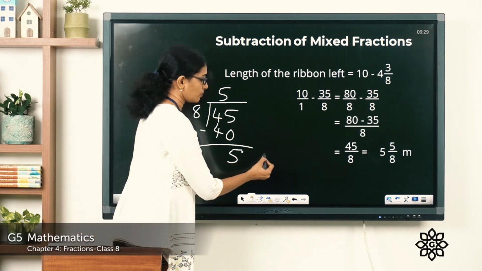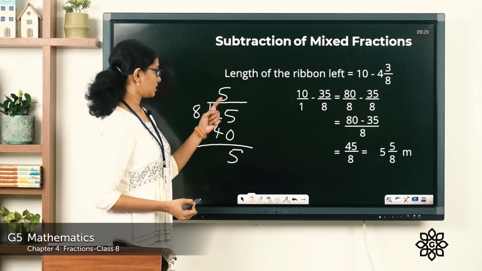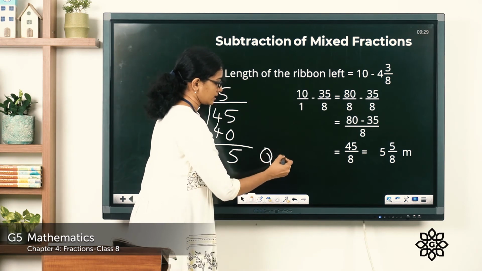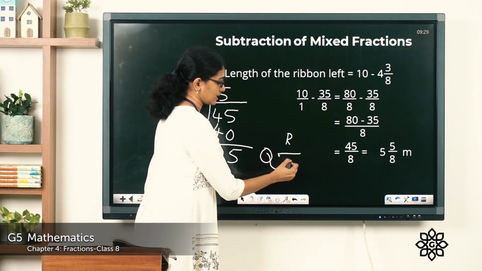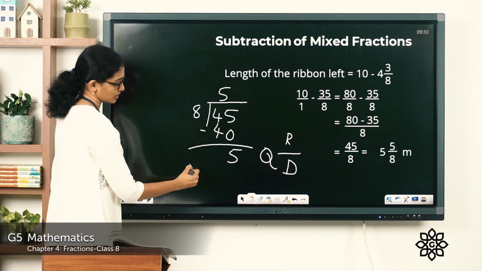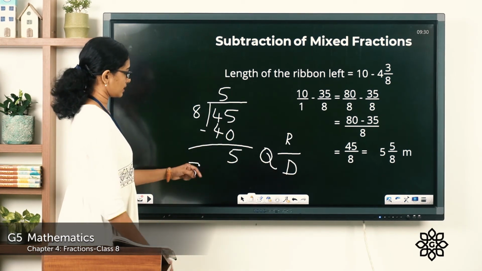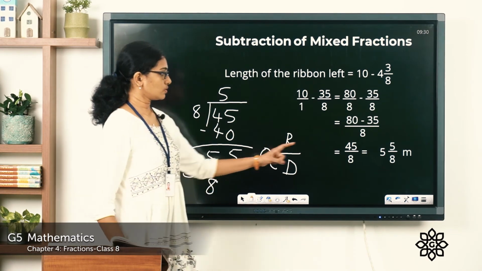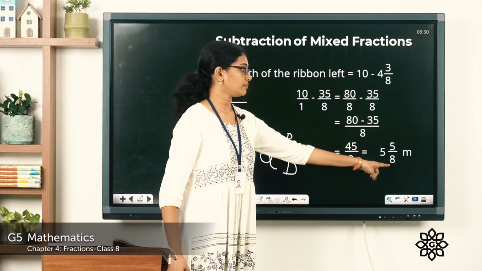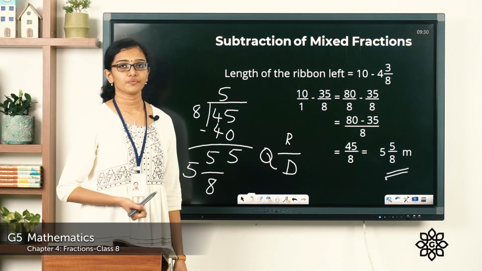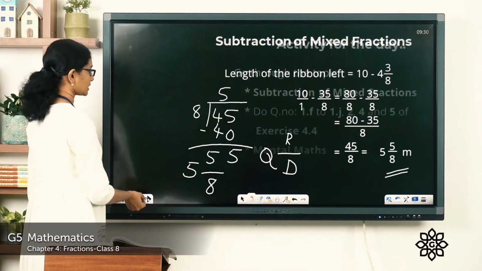And what is the formula for writing this division in a mixed fraction way? You have to write it like quotient, remainder by divisor. So what is the quotient here? The quotient here is 5, the remainder here is 5, and the divisor is 8. So that we have here 5 and 5 by 8. So this is the length of ribbon left with Renuka now. So I hope this is clear to you.